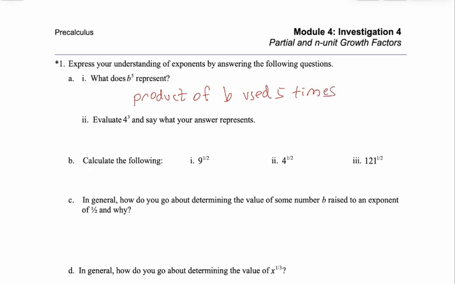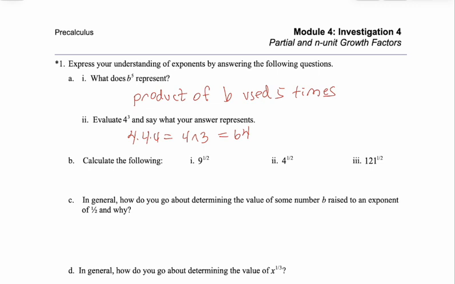And then let's take a look at the second part there. It says evaluate 4 to the third, and what does that answer represent? Well, 4 to the third is 4 times 4 times 4. Most calculators, you can use that caret button. iMath, I believe, the same, but you would get an answer of 64. And that just means that the product of 3 factors of 4 is 64.